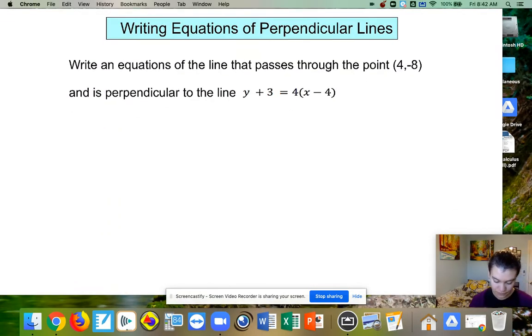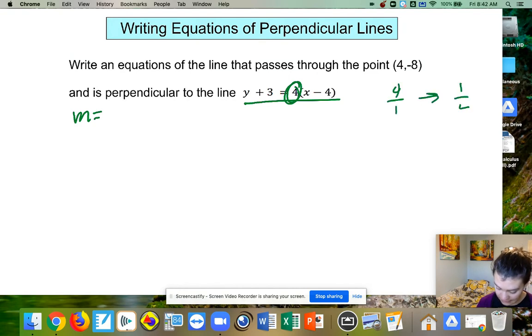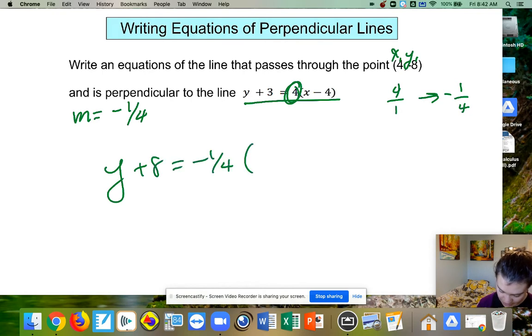All right, so here, same thing. Write an equation of the line that passes through the point 4, -8, and is perpendicular to this line. So here's our slope. We need to figure out what's the opposite reciprocal. So we have 4/1. We want to flip that and make it negative. So your slope is going to be -1/4. Here's your x1, y1. You'll have y plus 8 equals -1/4 times x minus 4.